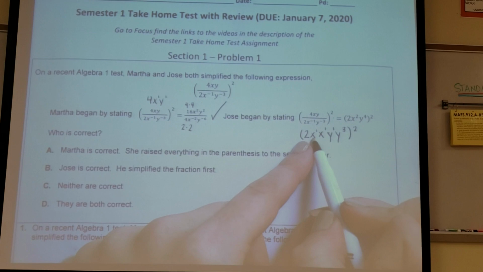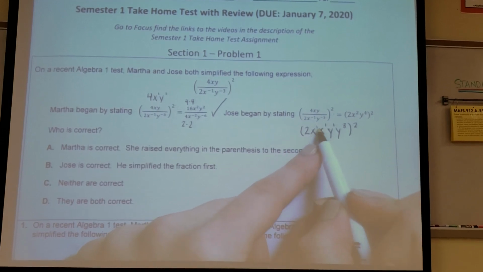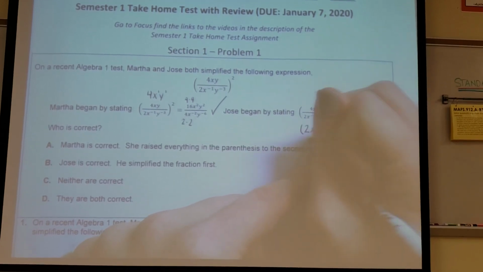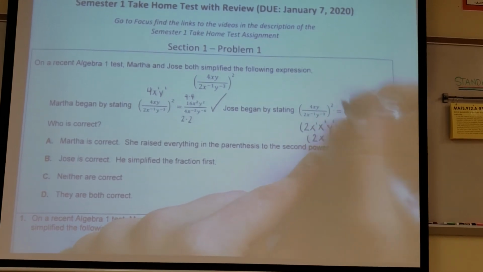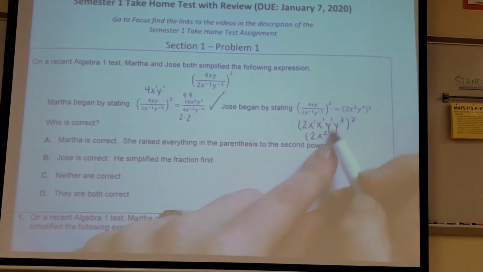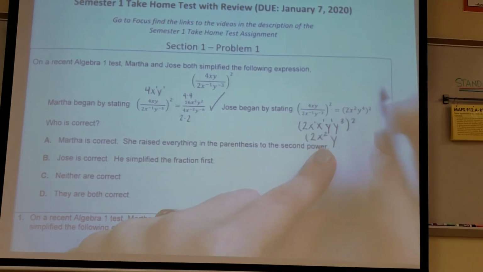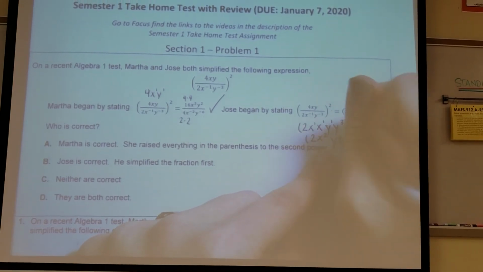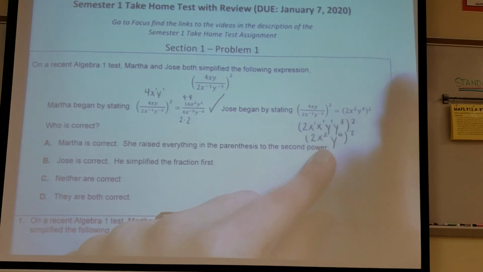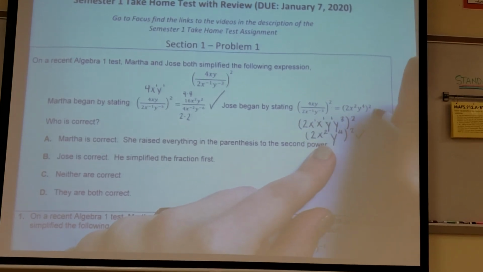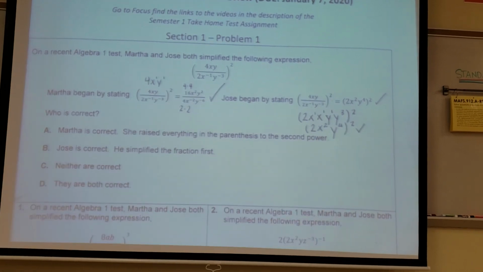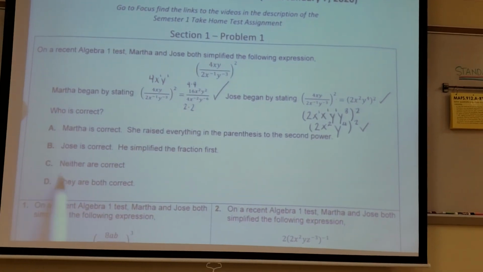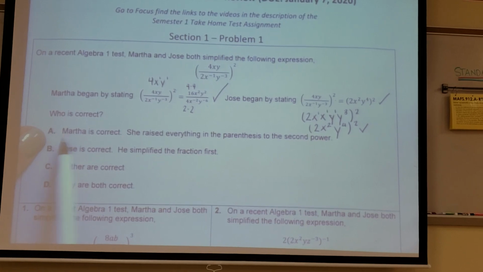One of the other rules we said was when we have the same base, we can add our exponents together. So I get 2x, and then I have 1 plus 1, which gives me 2. And I have a base of y, so 1 plus 3 gives me 4. So I see that what I have here is the same as what Jose has up here, so that means he is also correct.